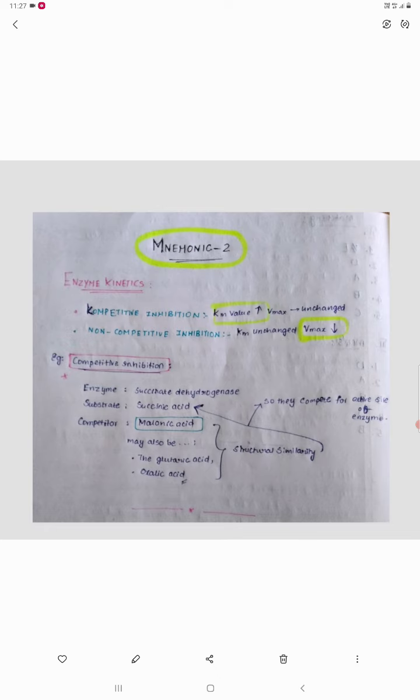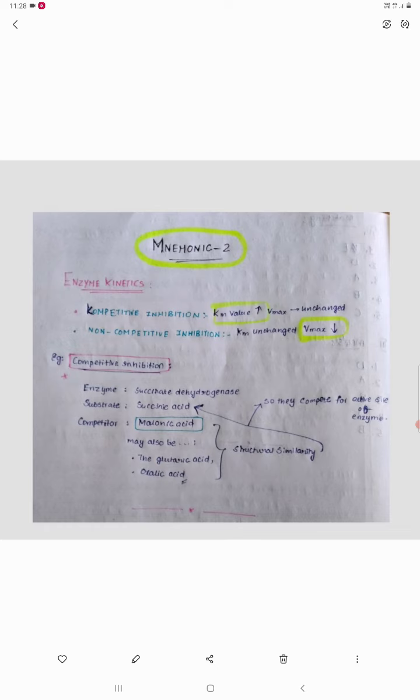So we are going to discuss in this session about enzyme kinetics. Because this is very important, we have two types of inhibition mainly: competitive inhibition and non-competitive inhibition. In competitive inhibition, here I wrote K instead of C, because it has a reason. In competitive inhibition, the Km value generally increases and Vmax remains unchanged. This should be very important.